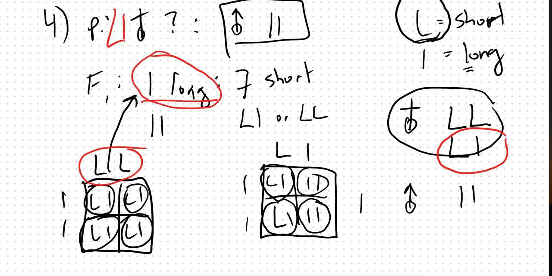Which would be a 1-to-1 ratio. So that's part B. How many of the eight bunnies were expected to be long-haired?